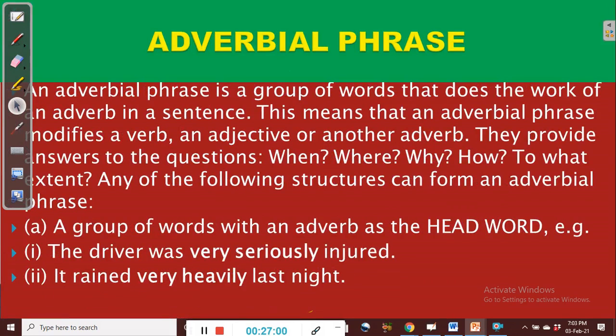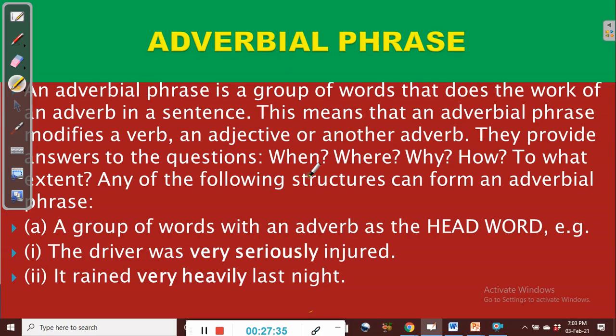Let's look at the adverbial phrase. An adverbial phrase is a group of words that does the work of an adverb in a sentence. This means that an adverbial phrase modifies a verb, because that's what an adverb does. An adverb modifies a verb, an adjective, or another adverb, and that's also what an adverbial phrase does. Now, an adverbial phrase provides answers to the questions when, where, why, how, and to what extent.